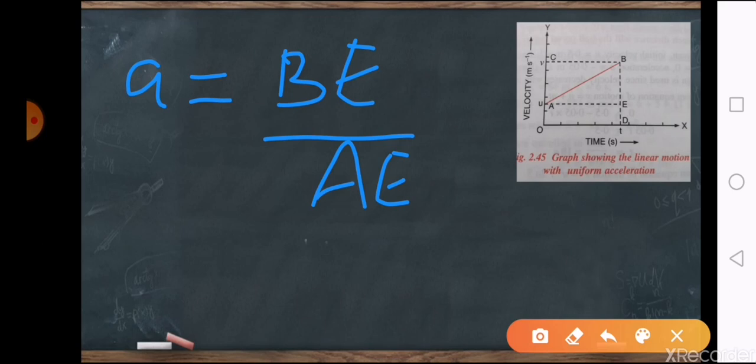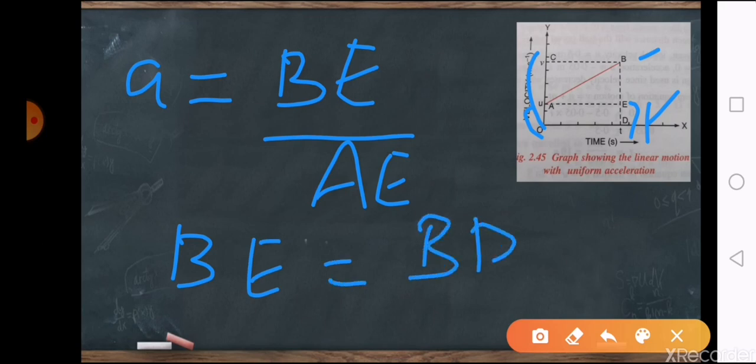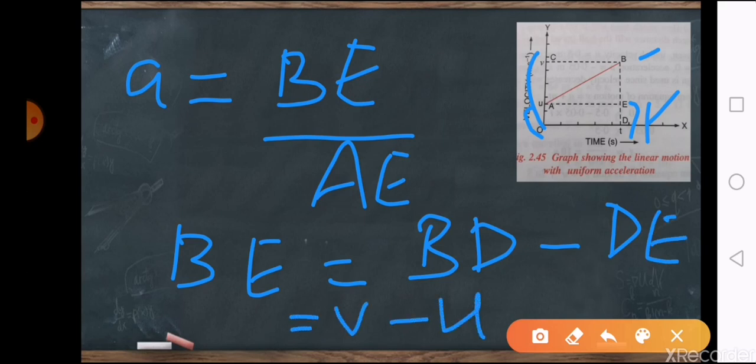Now see the graph figure carefully. Now you know what is BD. That is your final velocity V, this much, right? Then ED, you know that is the initial velocity U. Now if you know BD total and if you know ED, BE you can find it out. How? BE will be equal to BD minus DE, or you can write it as V minus U, right?